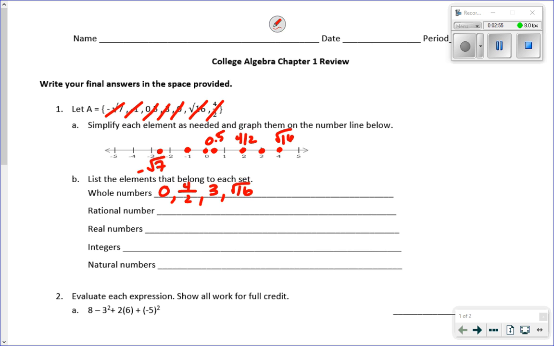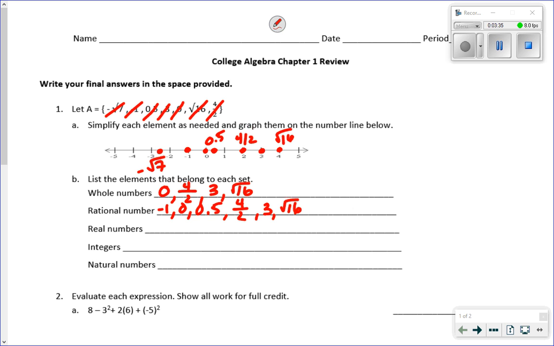Rational numbers. Rational numbers are fractions and any numbers whose decimals terminate or repeat. So negative square root of 7, that is not a rational number because the decimal goes on and on forever. Negative 1 is a rational number. It can be written as a fraction. 0 can be written as a fraction. 0.5 is a decimal right now, but can be written as a fraction. 4 over 2 is a rational number. 3 is a rational number, and so is the square root of 16. So all those numbers up there are rational except for the negative square root of 7.